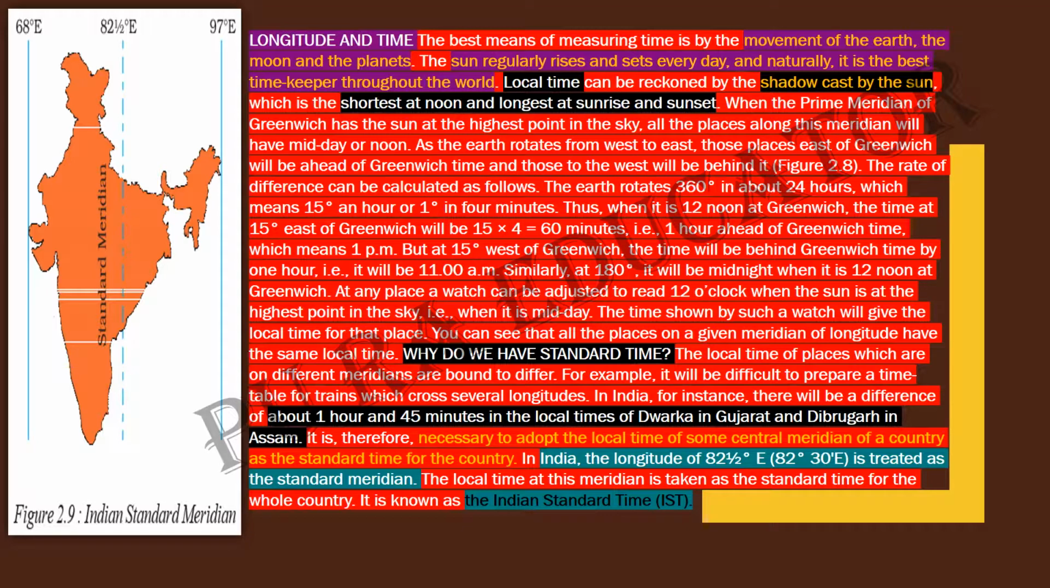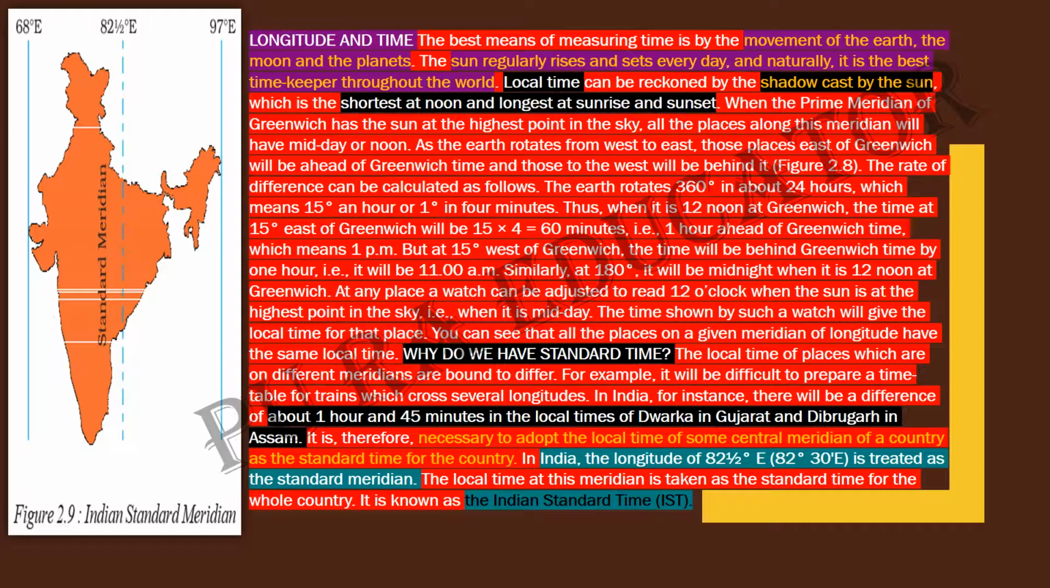When the sun is at the highest point in Greenwich, then all the places around it will have noon. As Earth rotates from west to east, all those places which are east of Greenwich will be ahead of Greenwich time, and those places which are west of Greenwich will be behind it. The rate of difference can be calculated as follows. We'll understand this through examples.